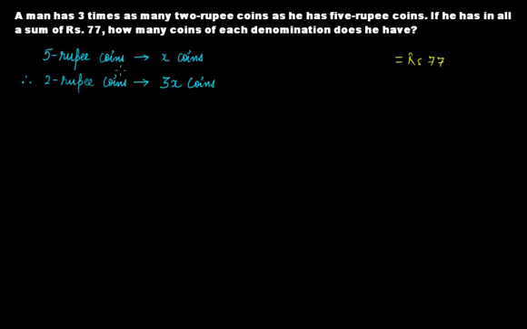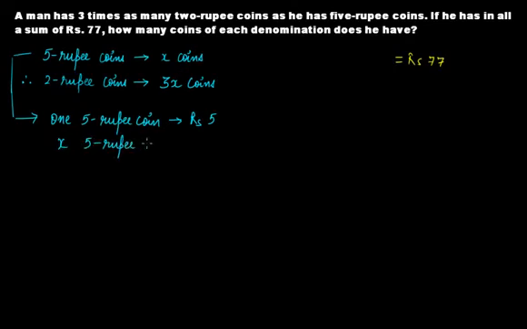Okay, if one 5 rupee coin has the value of rupees 5, so tell me what will be the value of x 5 rupee coins? Unitary method, that will be what? Rupees 5x, because if for one coin it is 5, so for x coins it will be 5x.